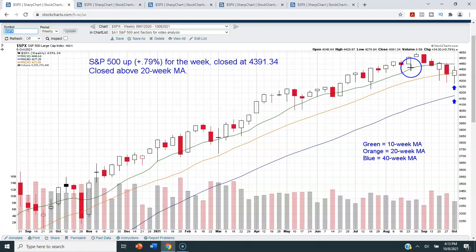First off, the simple moving averages. The green one is the 10-week moving average. The orange one is the 20-week moving average, and the blue line right here, that is the 40-week moving average. You can see all of that annotated right there.